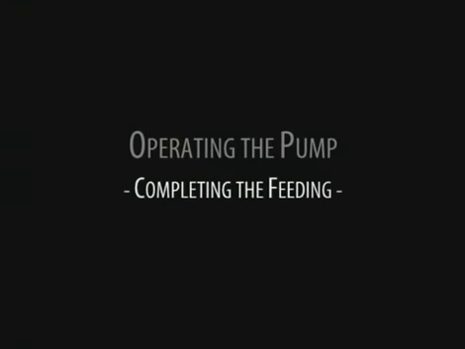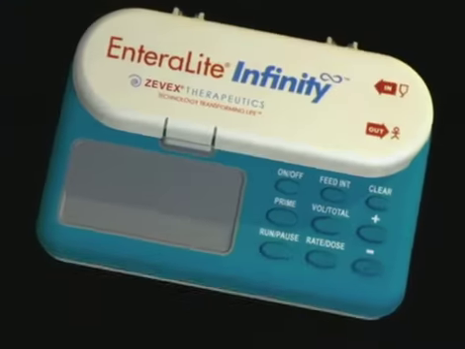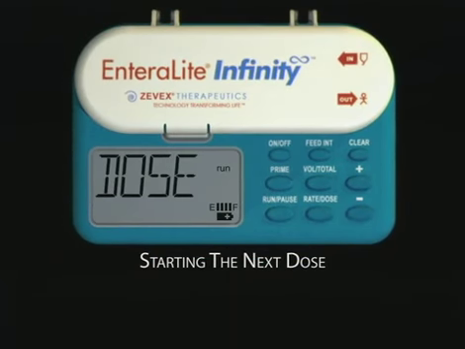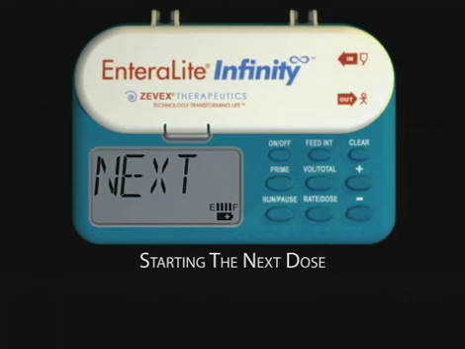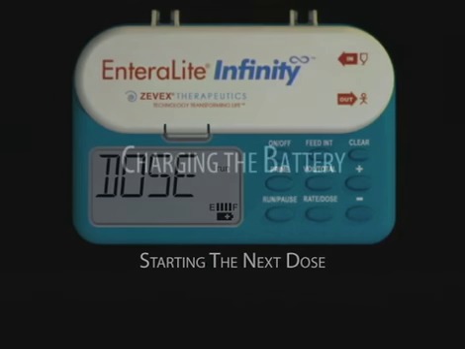When the feeding has been completely delivered, the pump will stop and the display will show the words "Next Dose," followed by the number of hours and minutes until the next feeding. The run symbol will flash without the arcs rotating around it. Once the countdown is complete, the pump will automatically start the next feeding cycle.